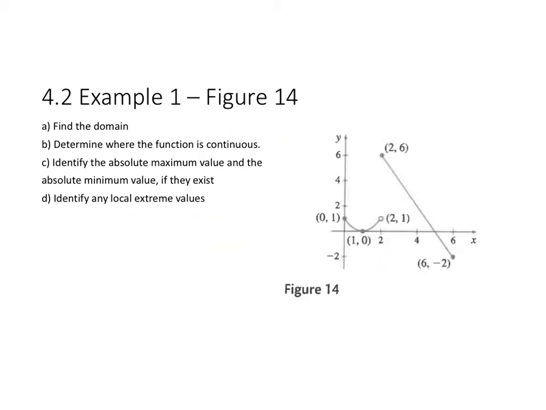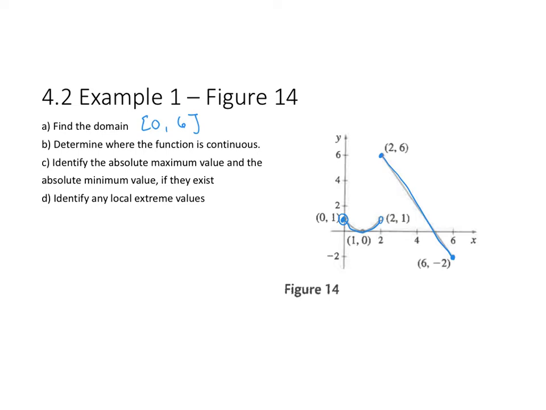Again, I encourage you to pause this video and try and answer example 14 on your own. Let's start with the domain. Here we have a closed circle at 0. So we start at a closed interval of 0, and we travel all the way to 2, where we have an open circle. But then here again we have our closed circle that travels to 6. So 0 to 6 is my domain.